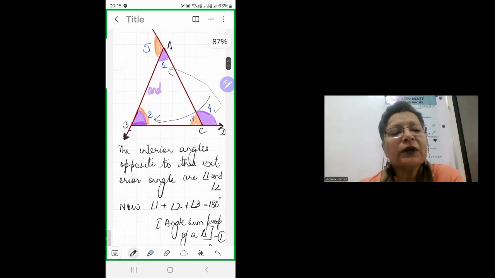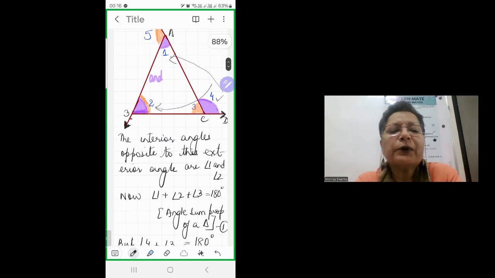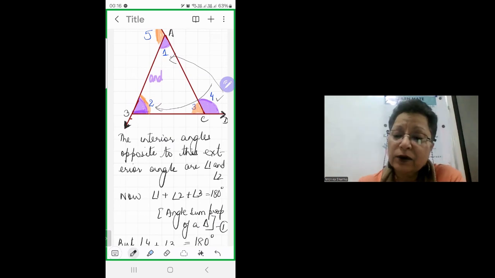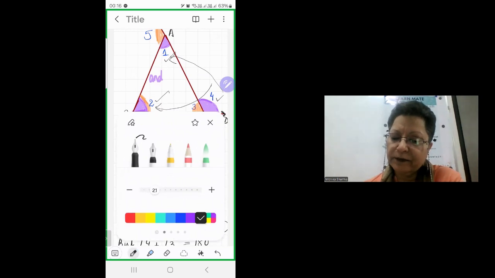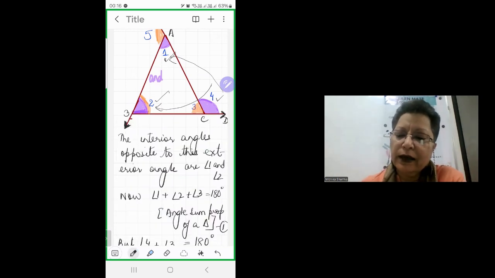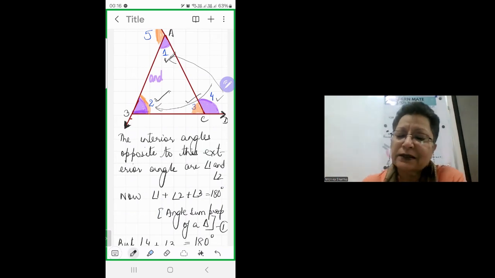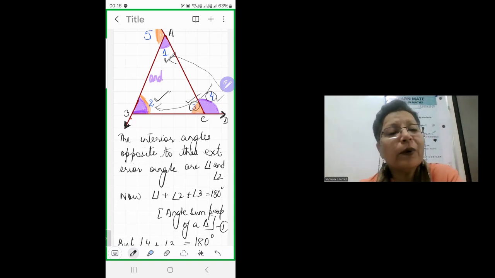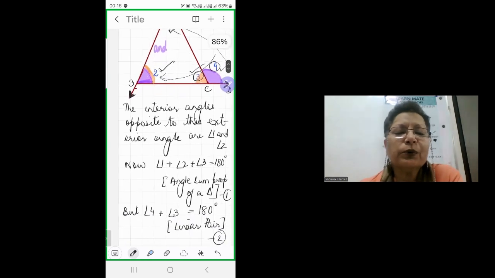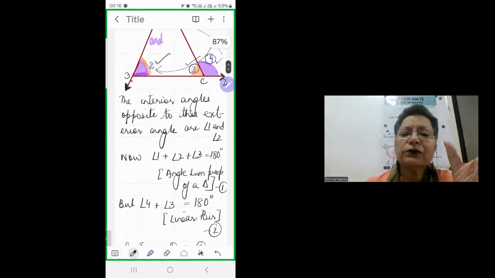Now, we've already just spoken about this, that the angle sum property of a triangle says that the sum of the interior angles, which here in this case are angle 1, angle 2, and angle 3, together, the sum of these three angles is going to be 180. But from your linear pair property, what do you know? Angle 4 and angle 3 together, they also form 180. So there are two things which are equal to 180. On the one hand, you have 1, 2, and 3 equal to 180.